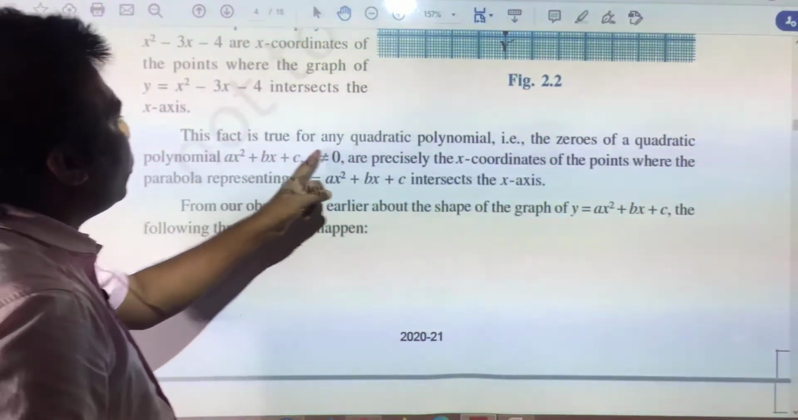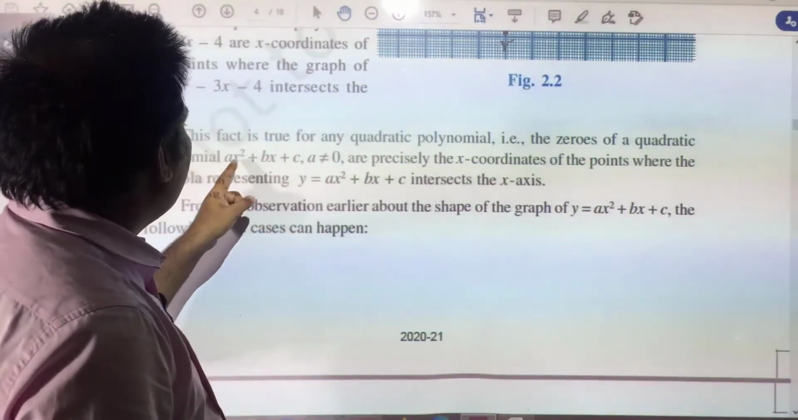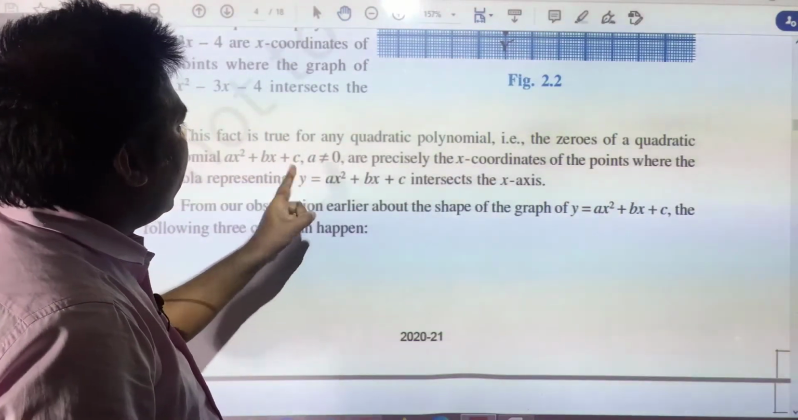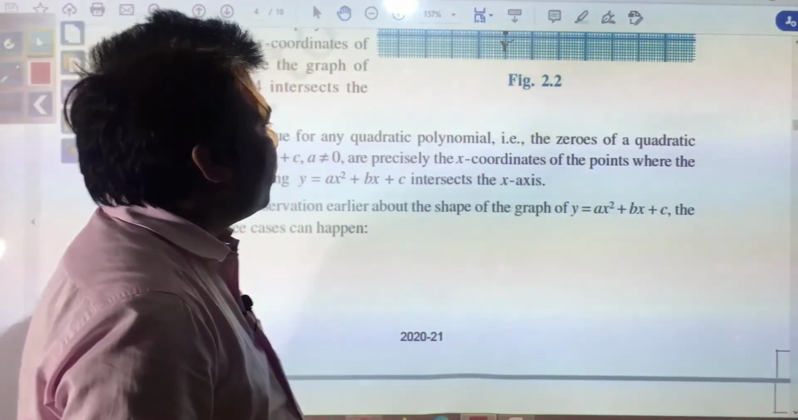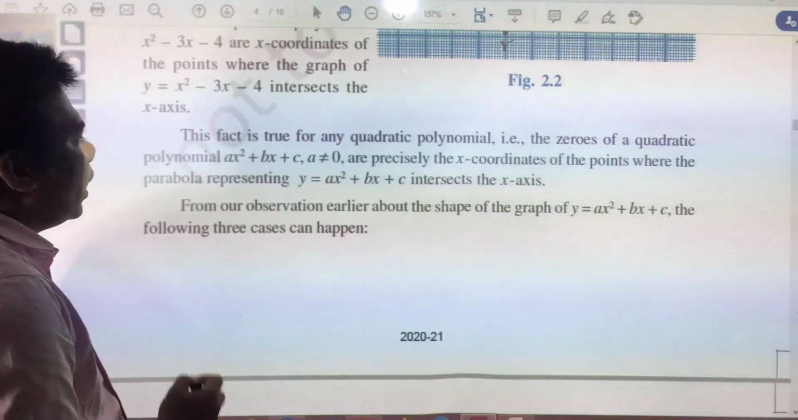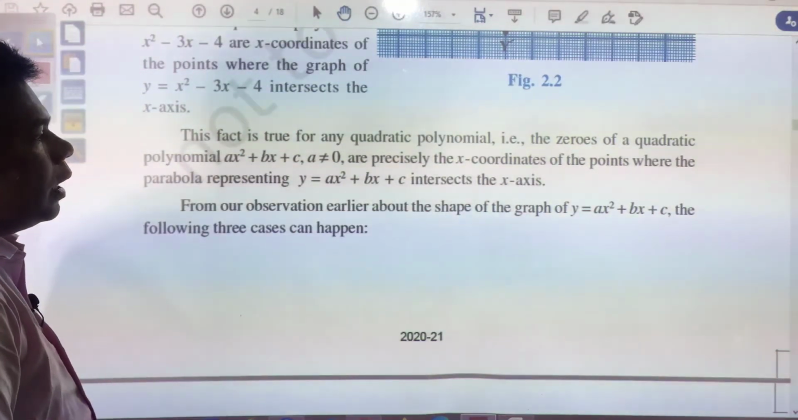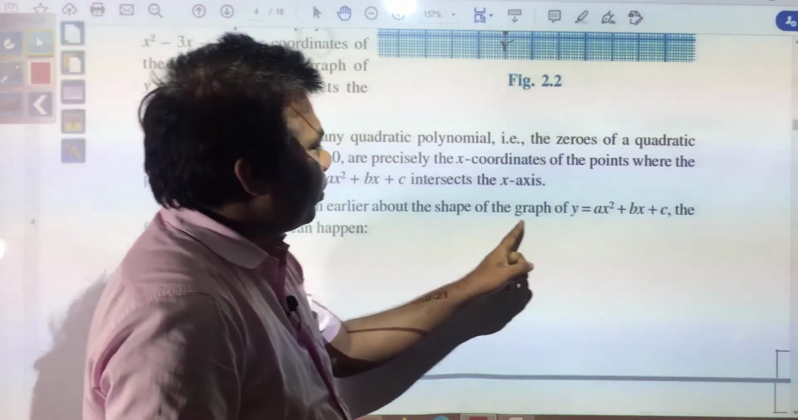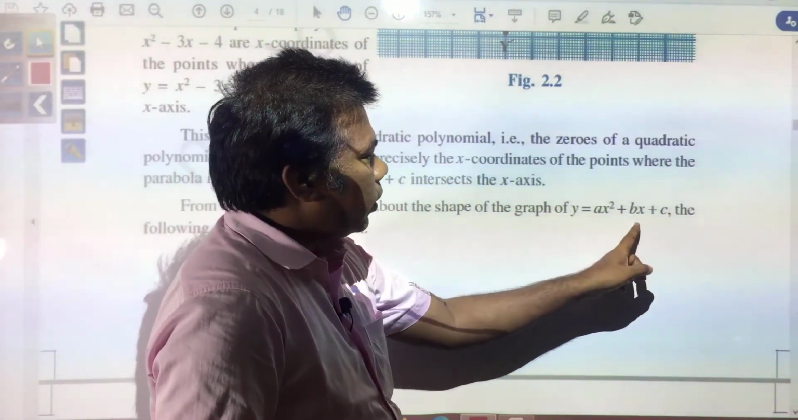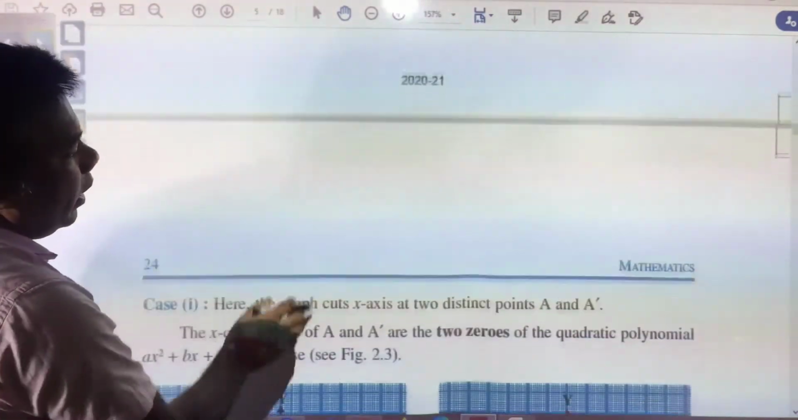This fact is true for any quadratic polynomial: the zeros of a quadratic polynomial ax square plus bx plus c, where a is not equal to 0, are precisely the x coordinates of the points where the parabola representing y is equal to ax square plus bx plus c intersects the x axis. From our observation earlier about the shape of the graph of y is equal to ax square plus bx plus c, the following three cases can happen.